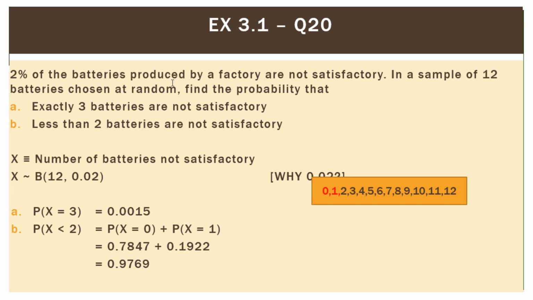So here 2% produced are not satisfactory in a sample of 12. So 12 is your N. The event is the number of batteries not satisfactory. Can you see here? Just copy. Number of batteries not satisfactory. All right, so P is 0.02 and your N is 12. Where is the 0.02 coming from? The probability of batteries that are not satisfactory. 2% becomes 0.02. Okay, so this one is all right.